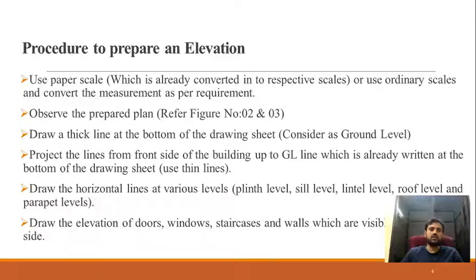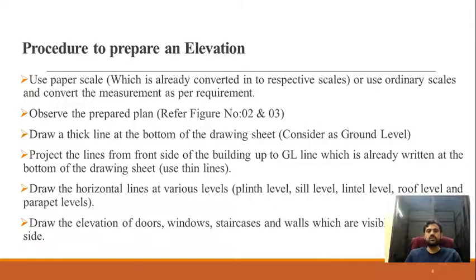One note for you: the projection lines must be drawn with thin lines. Draw the horizontal lines at various levels, like plinth level and the other levels we have to indicate in the elevation. First would be the foundation level, but it is not possible to show that in an elevation. First will be the plinth level, then ground level, then sill level, lintel level, roof level and parapet levels, which can be indicated very easily.